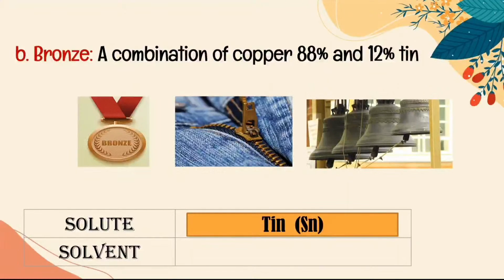Number 2, vinegar. It contains 0.5% acetic acid in water. Acetic acid is the solute, while water is the solvent. Number 3, soft drinks. It is made up of dissolved sweeteners, carbon dioxide, colorings, and preservatives in water. The solutes are the sweeteners, carbon dioxide, coloring, and preservatives. And water is the solvent.